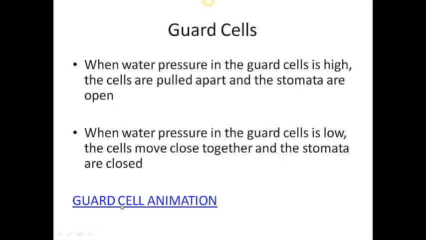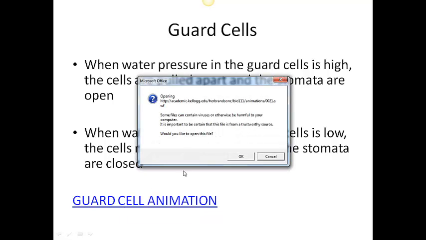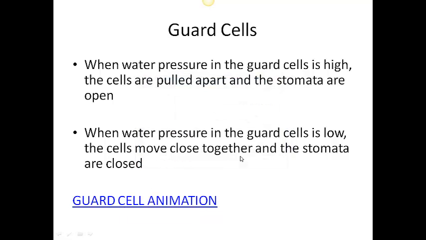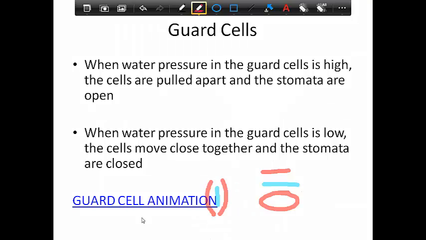So again, I want to show you this little animation so you can see this in action. This is not an actual guard cell to begin with, but it'll show you the idea of what's happening here. And let's see. Well, maybe it's not going to link to that for me. I can show you it with a drawing though, just as easily.